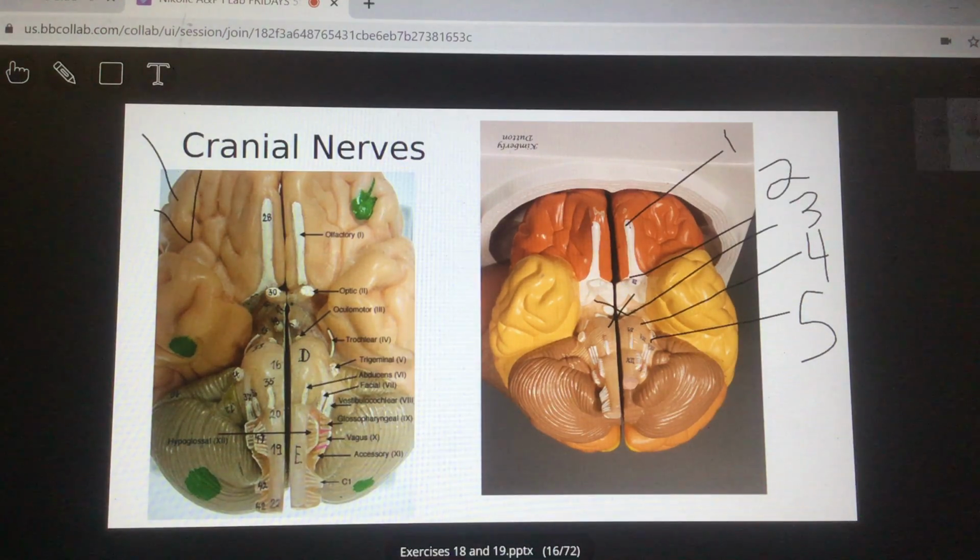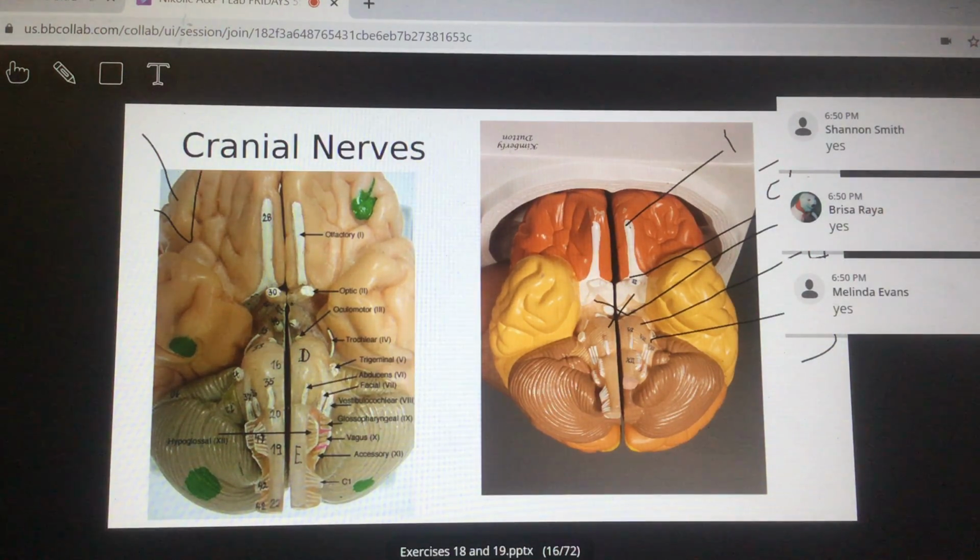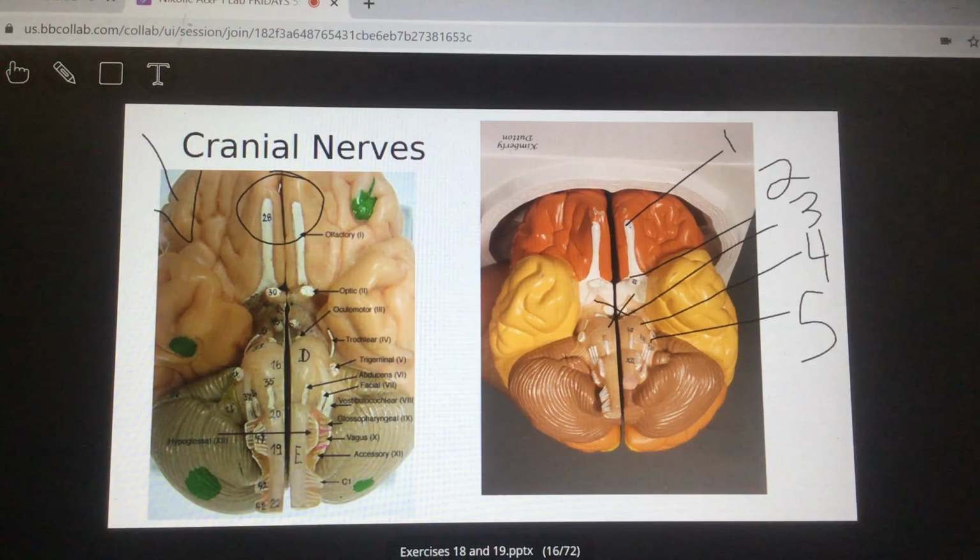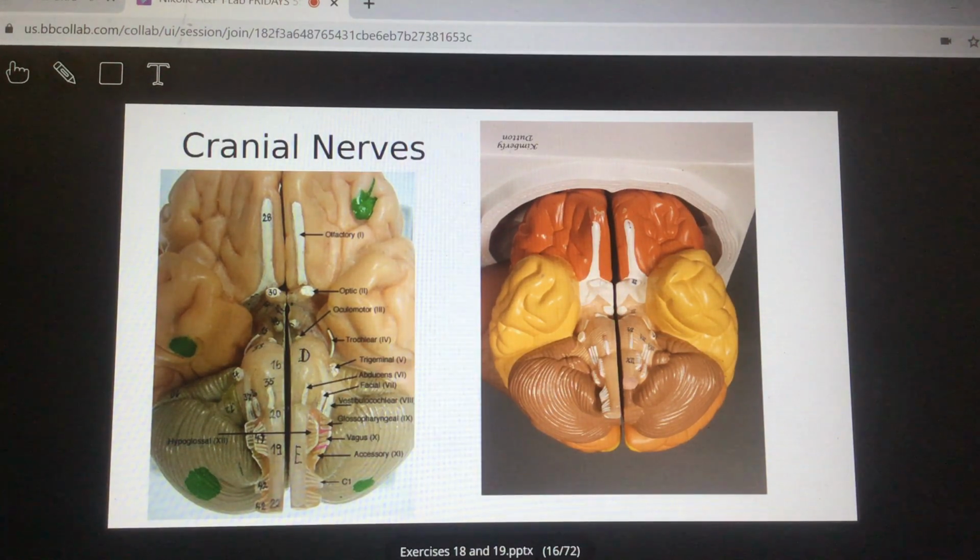Of course, it's labeled over here. So, all right, good. As you can see, if you start with the olfactory nerve, number 1, then you go in order from 1 to 5. But again, guys, this is the mammillary body. That's the mammillary body. It's not part of the nerves.